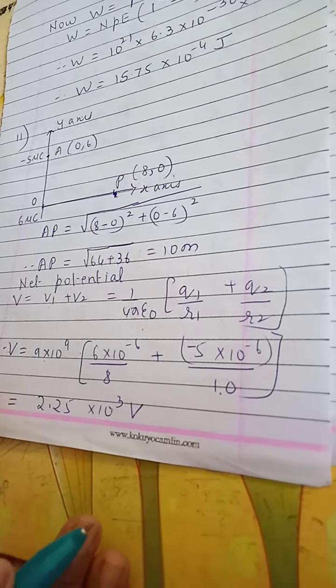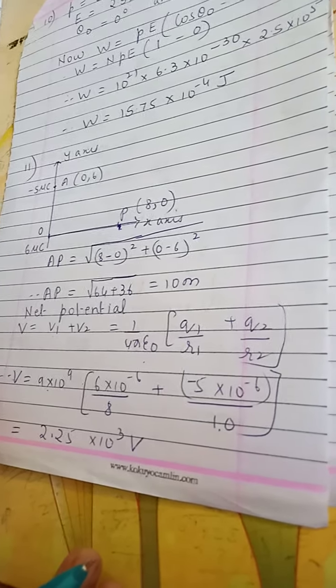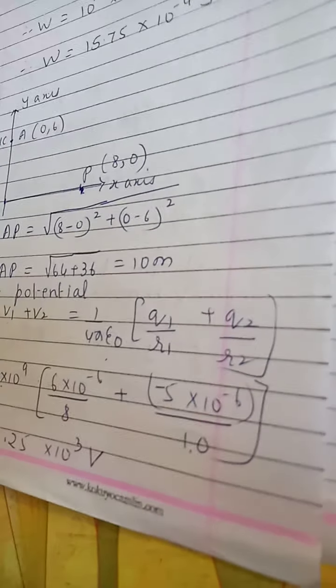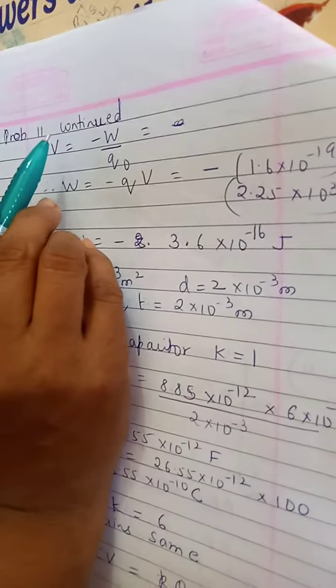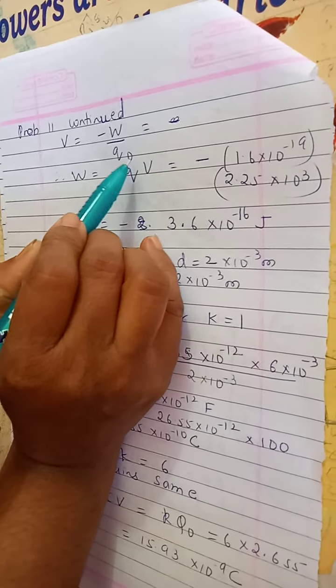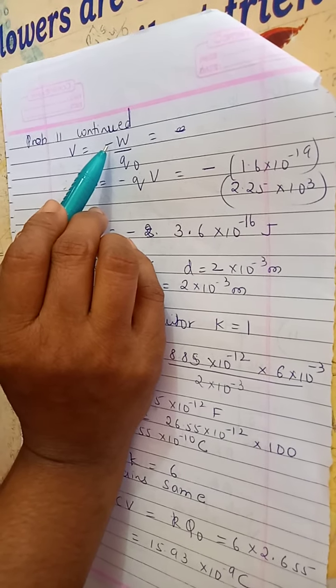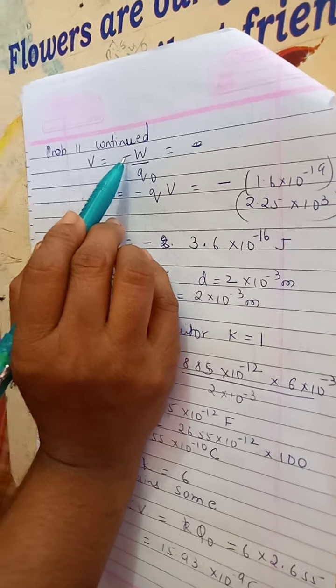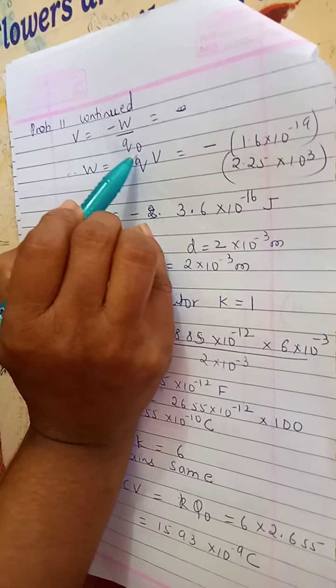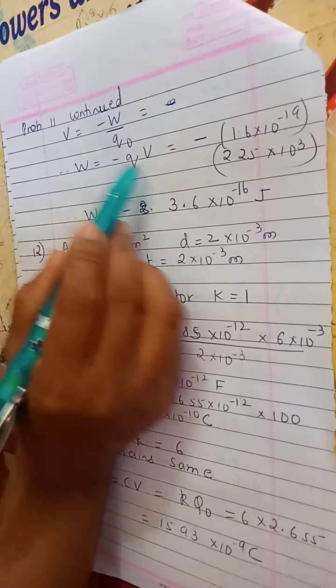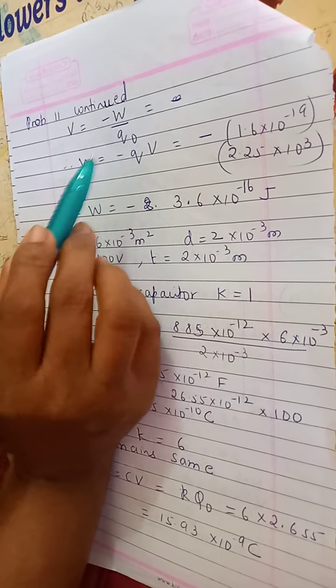Second, calculate the work done in bringing a proton from infinity to the point P. Now we are interested in getting a proton from infinity to point P, and what is the significance of the negative charge? Formula for work done is what? By definition, electric potential is work upon charge. It is a negative rate of change of potential with respect to distance, negative sign. V is equal to minus W divided by Q naught.